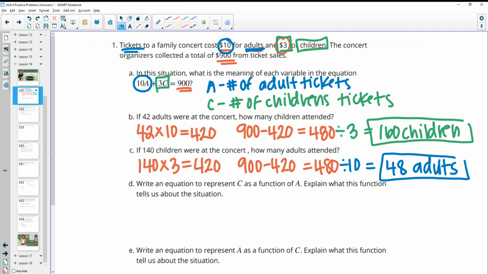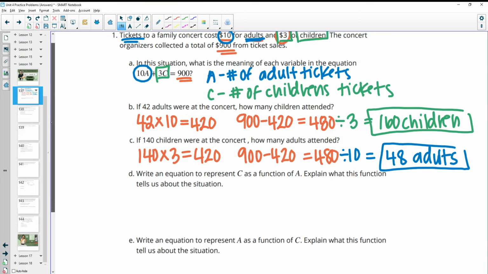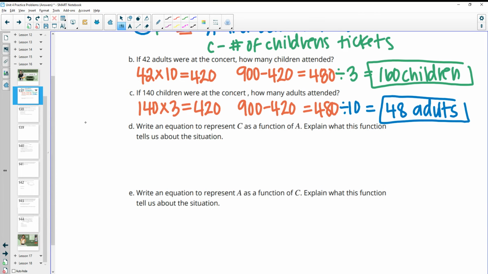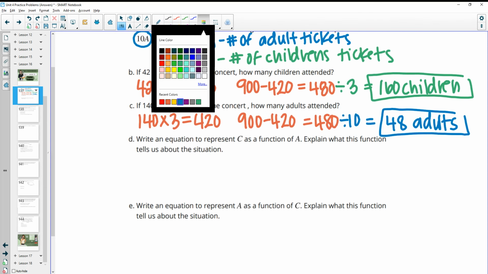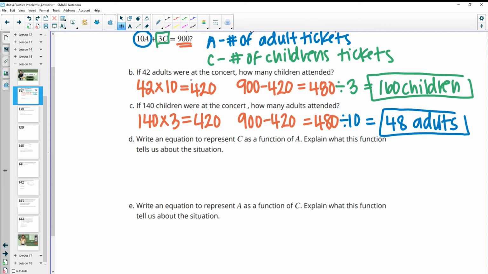D, write an equation to represent C as a function of A. Explain what this function tells us. So we're going to take this equation and we're going to solve it for C. So I have 10A plus 3C equals 900. So we're going to subtract 10A from both sides, just like we did here, okay, but we did it with an actual value plugged in.